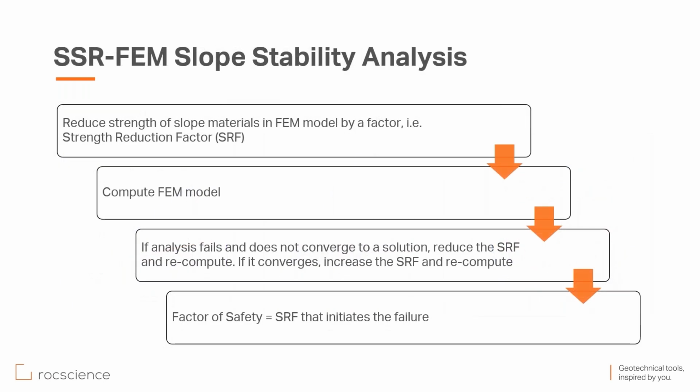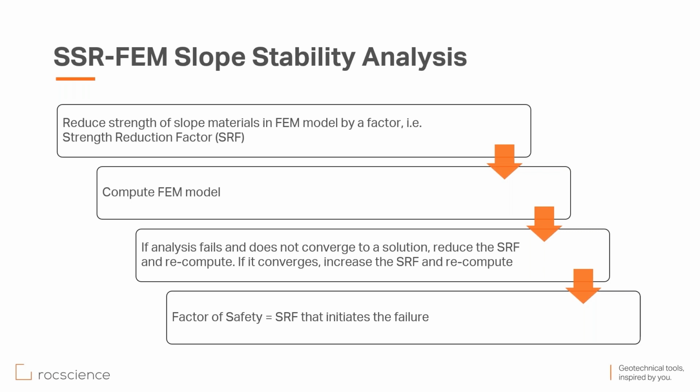Now, what we actually do for finite element SSR, we are running a series of simulations. So these are the steps that we actually take. We reduce the strength of slope materials in our finite element model by a factor, which is the strength reduction factor. Then we compute the finite element model. If the analysis fails and does not converge to a solution, we reduce the SRF and recompute the model. If the analysis converges to a solution, we increase the SRF and recompute. We do a series of these simulations with different values of shear strength reduction factor, and the factor of safety is going to be the SRF that initiates the failure.